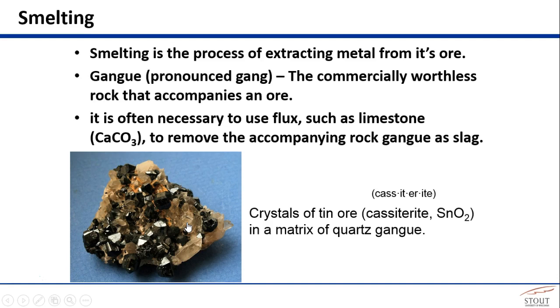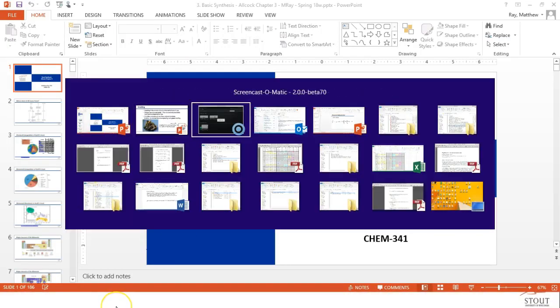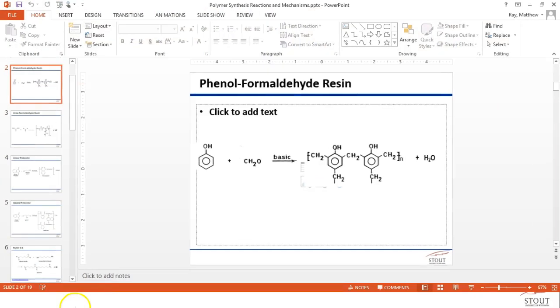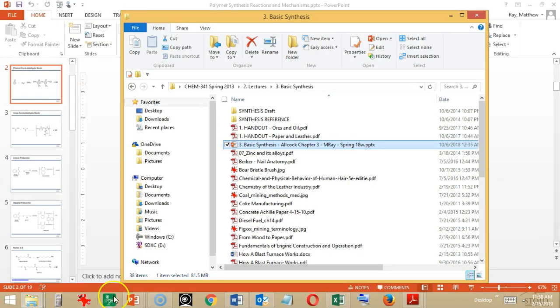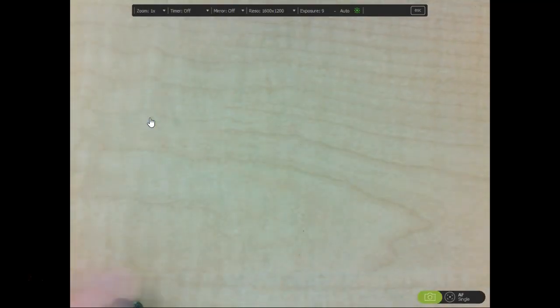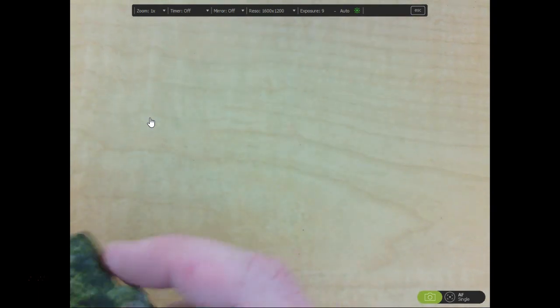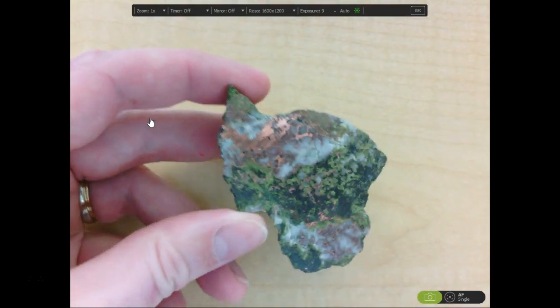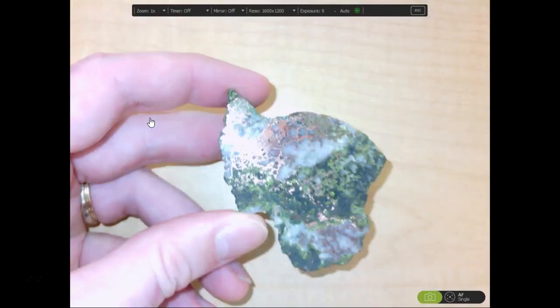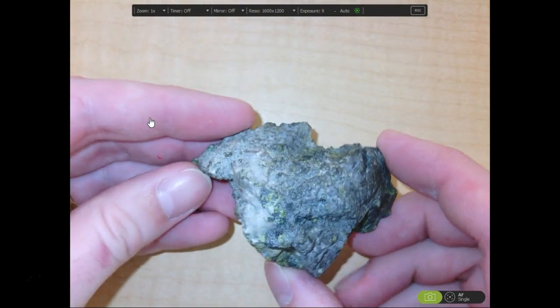I've got a good example of that right here. Some of my, as you surmised, rock show specimens. Up in the north part of the state, also in the Upper Peninsula, the UP of Michigan, there are a variety of copper deposits. And so this is what the rock would look like from the outside.